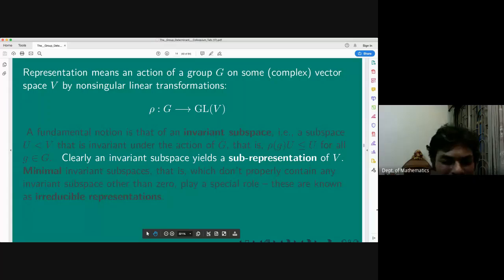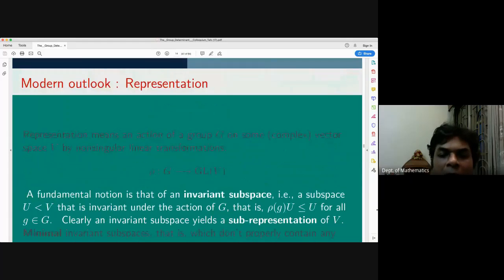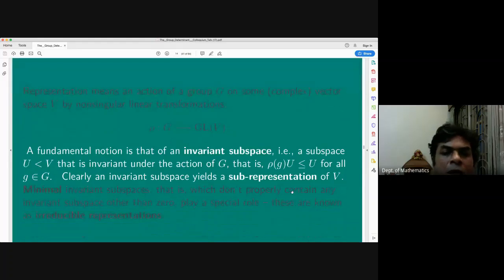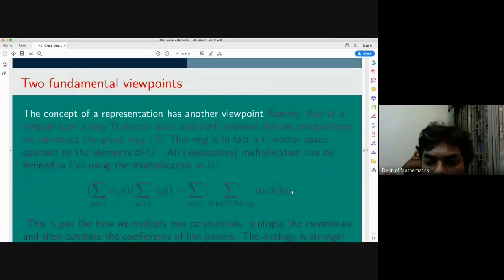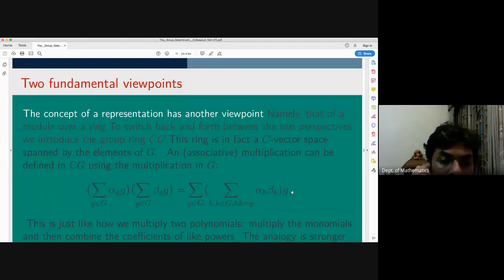So, this is like a fundamental cell of this representation. Now representation means, as I have talked about this, it has another very interesting viewpoint. What is that viewpoint? We all know what modules over a ring are. All of us learned that.